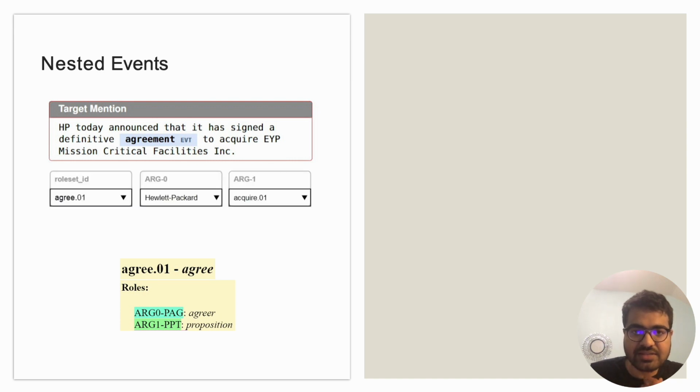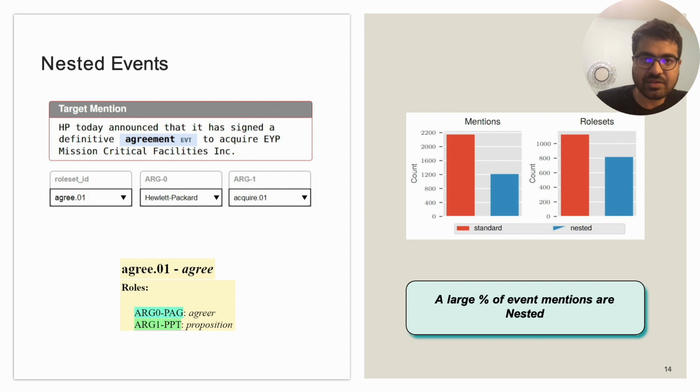The way we handle this annotation in our annotation tool is by allowing annotators to mark the role set ID of the arguments, which is later expanded in post-processing. We also focus only on the arg1 in the nested structure due to the nature of the ECB+ corpus, which deals mostly with actions. Why do we need to take care of nested events? Well, we see that a significant percentage of mentions in this corpus are nested events.